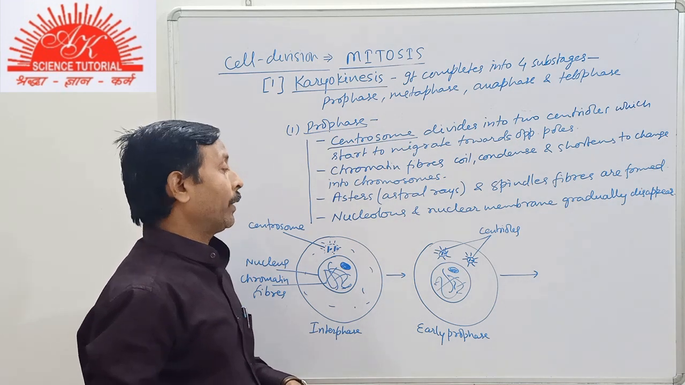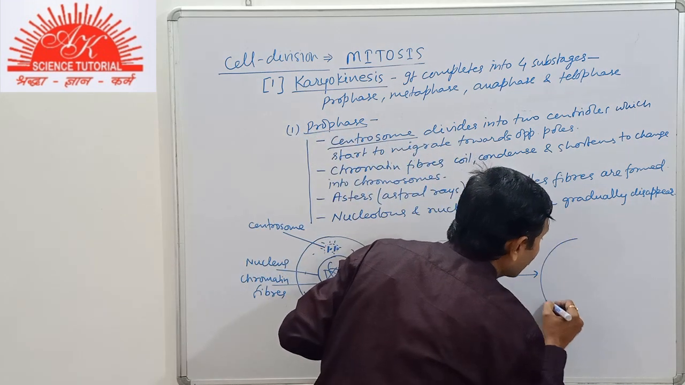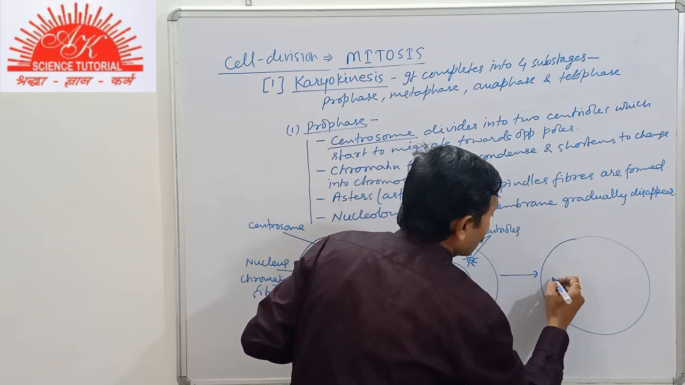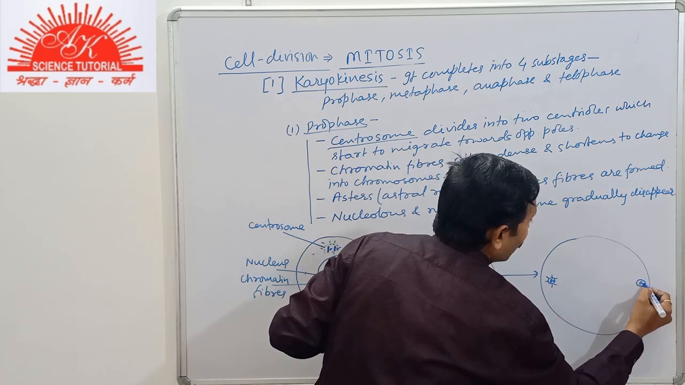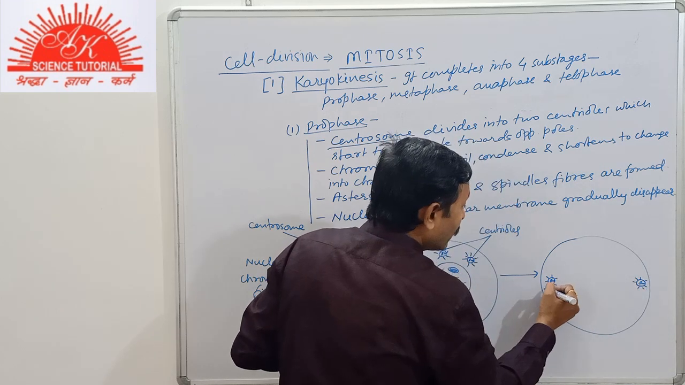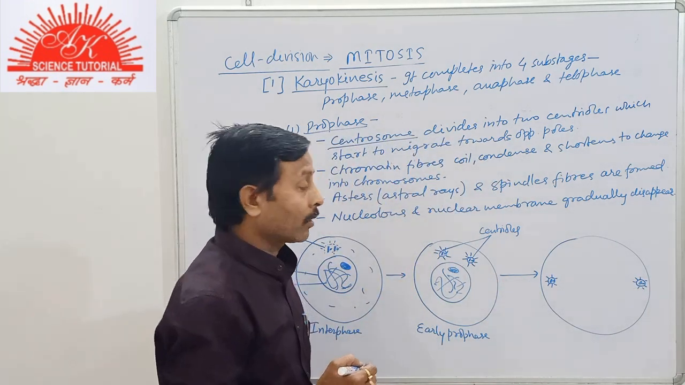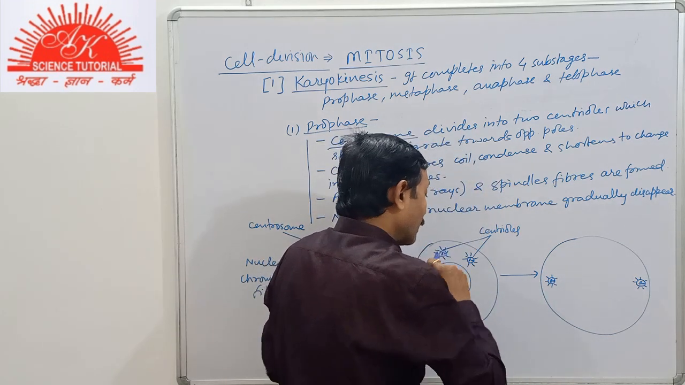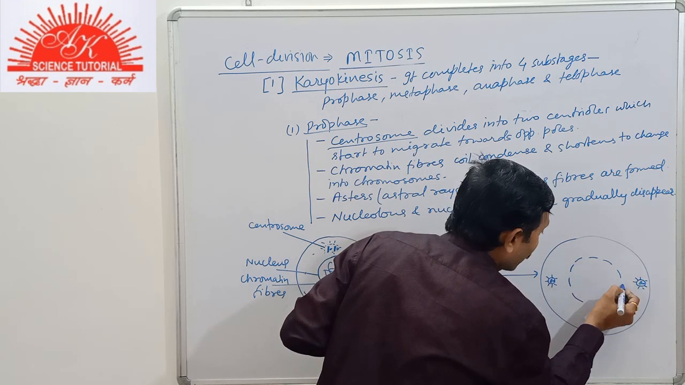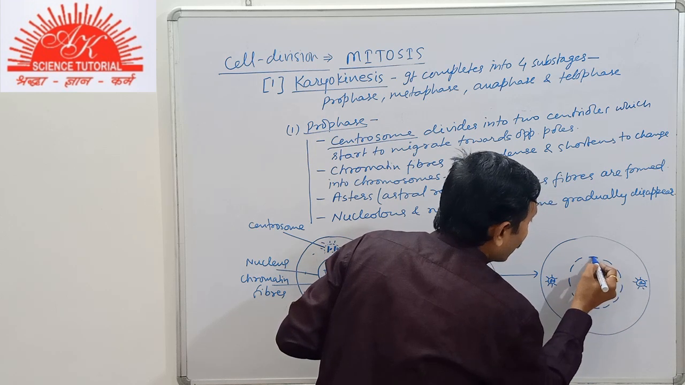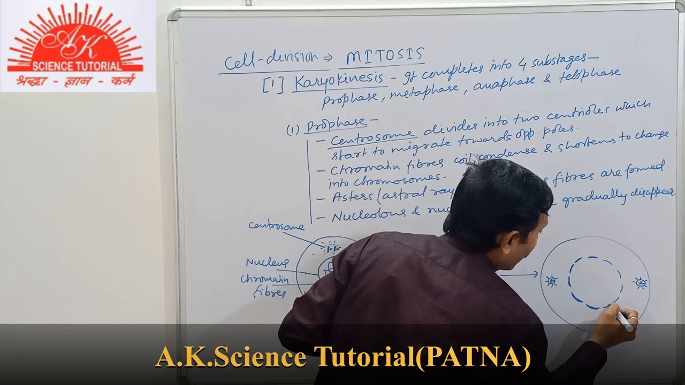But towards the end of the prophase, the centrioles will gradually migrate towards opposite poles. Opposite poles means like this. At this end, one centriole will be reaching, and at the other end, another centriole will be reaching. These radiating ray-like structures around the centriole are known as astral rays or asters. In the middle, the nucleolus gradually disappears. The nuclear membrane also starts to disappear. We can represent it by darkening. This is the disappearing nuclear membrane.